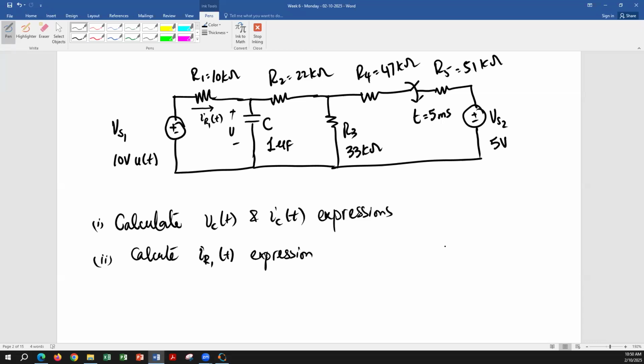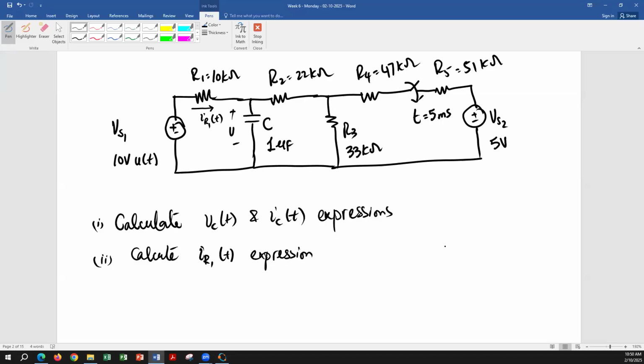Because the circuit was running before t less than 0. But that's what my question was, right? Is there anything happening before t less than 0? And the answer was, in this circuit, there's really nothing happening. No source is activated before t less than 0.